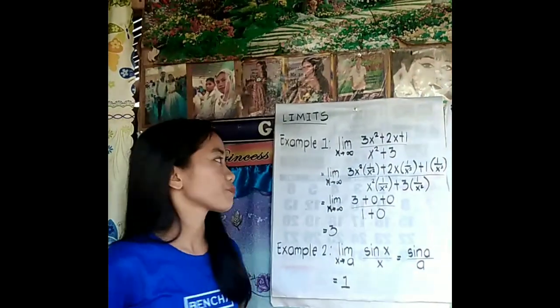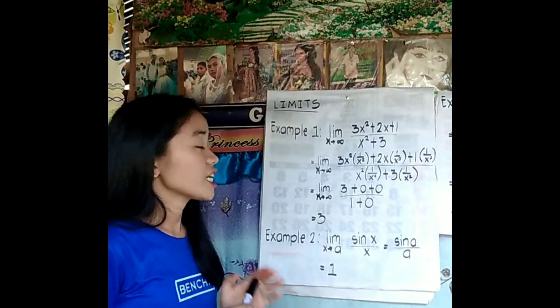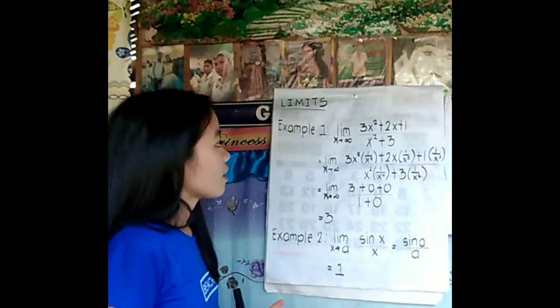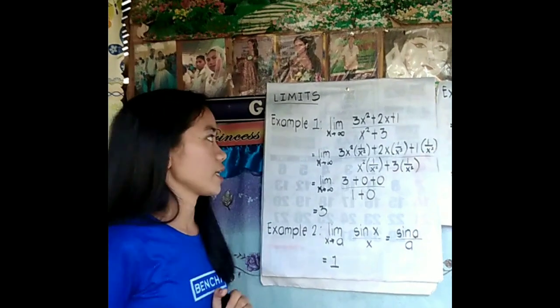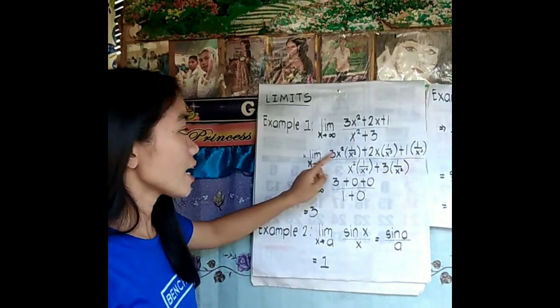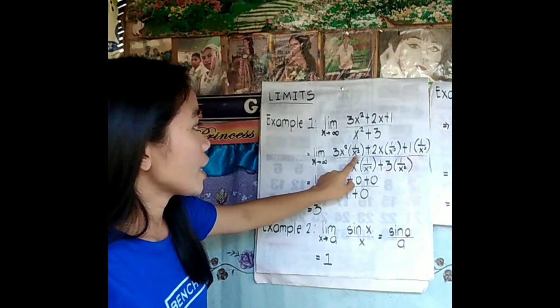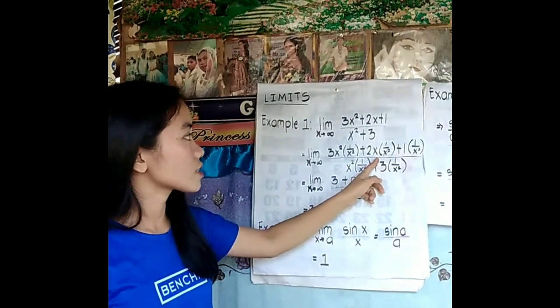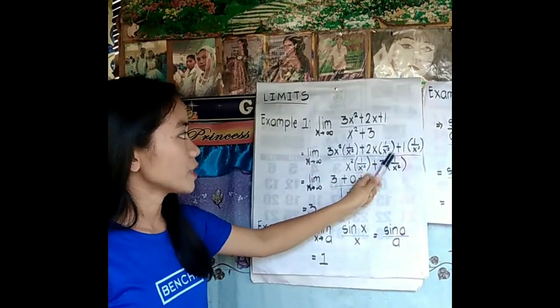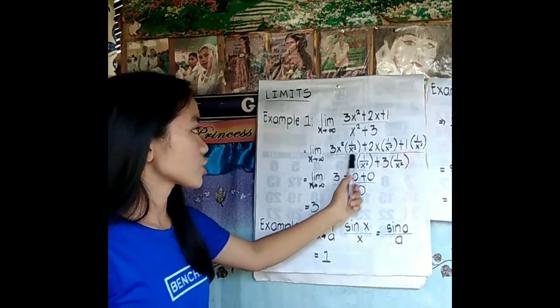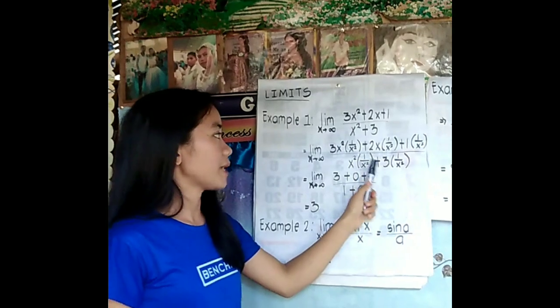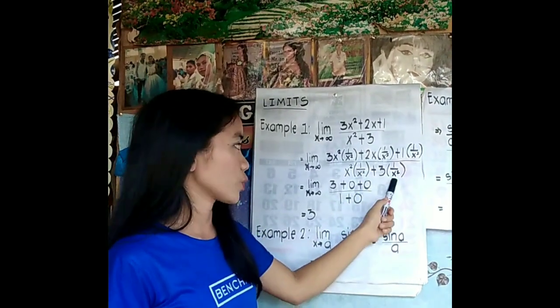First, we will divide each term by the variable of the highest exponent or degree. So we have 3x squared times 1 over x squared plus 2x times 1 over x squared plus 1 times 1 over x squared, all over x squared times 1 over x squared plus 3 times 1 over x squared.